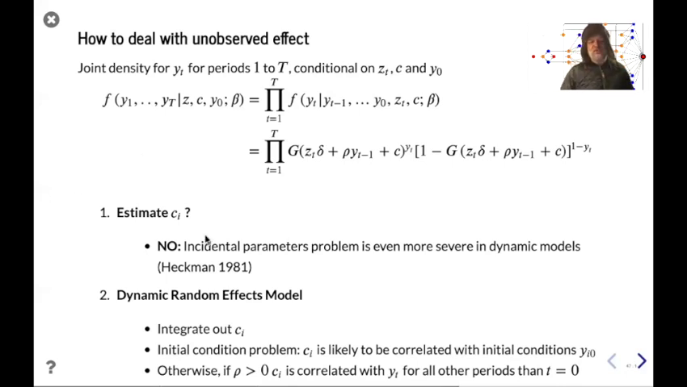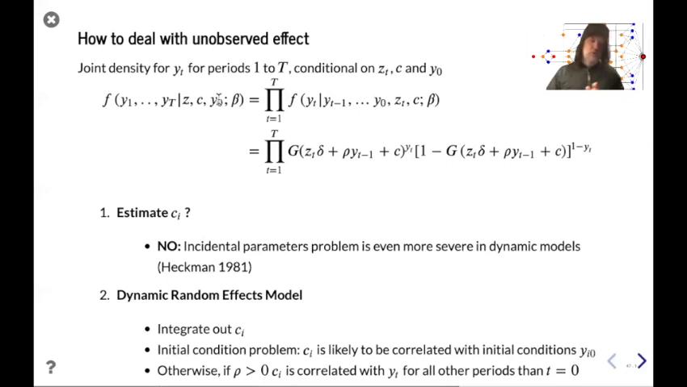Okay, estimating it, like I said, not a good idea. The incidental parameters problem is even worse in this case. So we want to try to see if we can do a dynamic random effects model, and integrate out that unobserved effect, specify a conditional distribution for that unobserved effect, where we also condition on the other things we condition on. That's what we need to do.